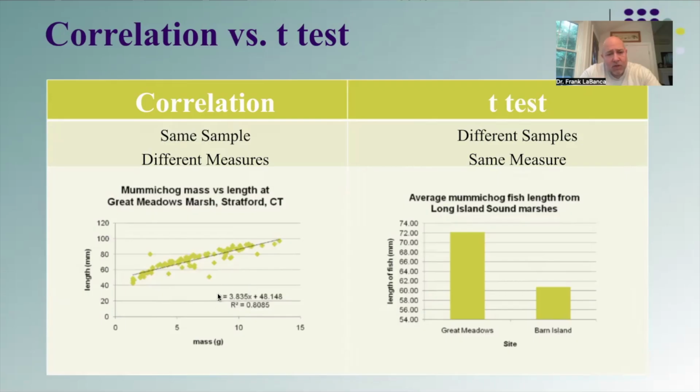I have an equation and I can figure out the R value. This is the R square, so we could take the square root of that. That's going to be almost 0.9 by my eyeball guesstimation. Pretty high correlation between length and mass.